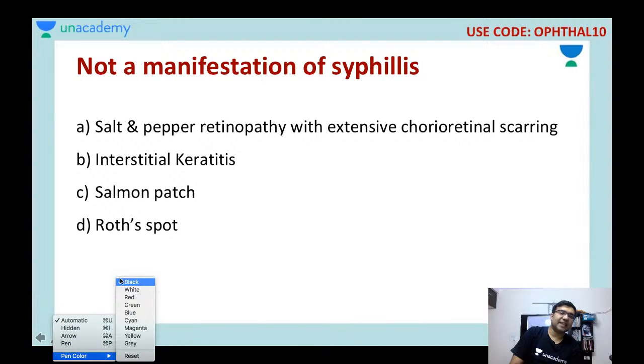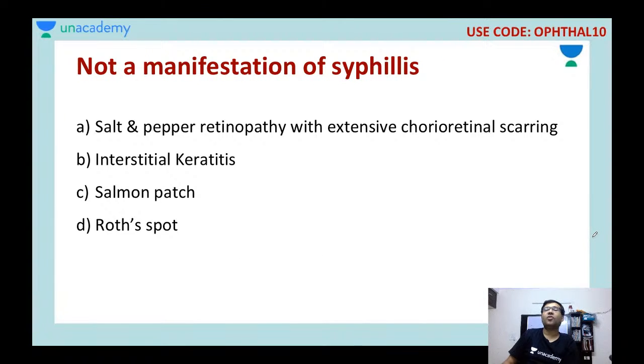So syphilis can have a variety of ocular manifestations. The first is salt and pepper retinopathy. Remember, salt and pepper retinopathy can also be seen in congenital rubella syndrome. These patients may also have inflammation of the corneal stroma, but the epithelium remains normal. This is called interstitial keratitis.